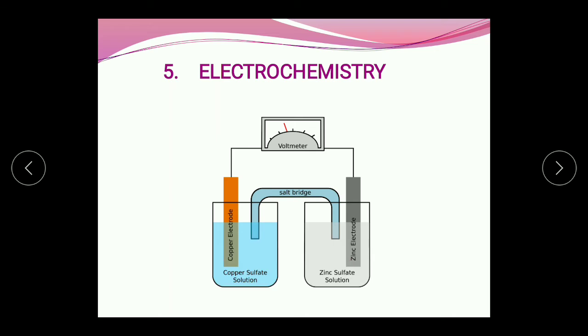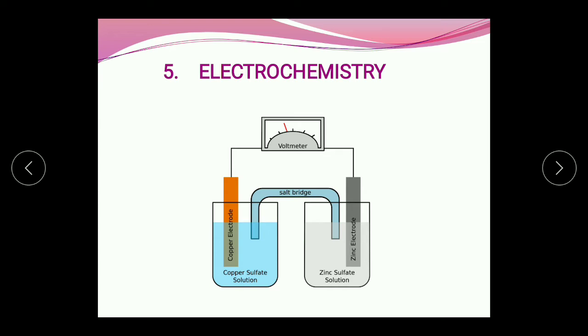As you all know, we have started studying the fifth lesson of your syllabus, that is electrochemistry. Before starting today's session, we'll just revise what we learned in the previous session. In the previous session, we started a study of reference electrodes.